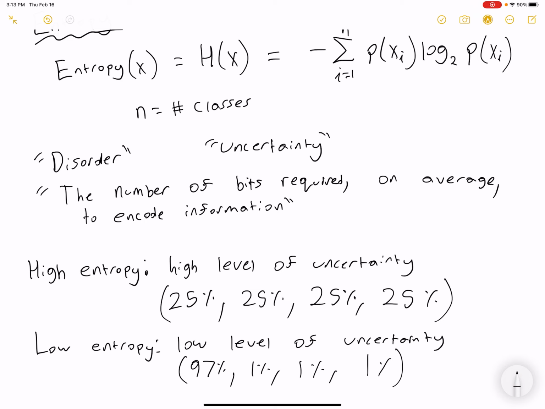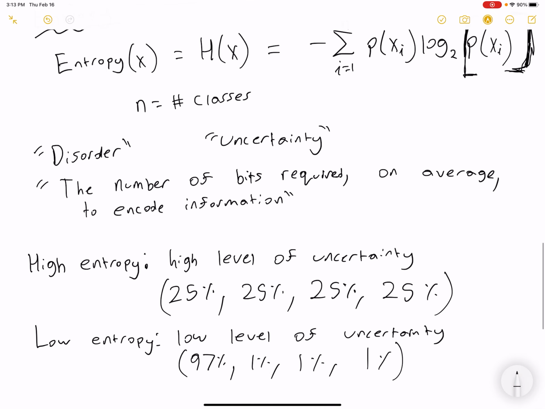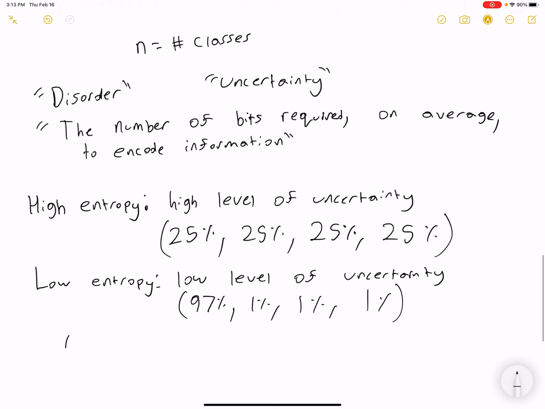Okay, there's a question somewhere. Yeah, so probability of x of i times log base 2 of probability of x of i. Ah, okay, it's probability, okay. So for Gini impurity, you look for the lowest entropy. Yes, exactly. So we can write that explicitly. We split on low entropy, if we were splitting on entropy.